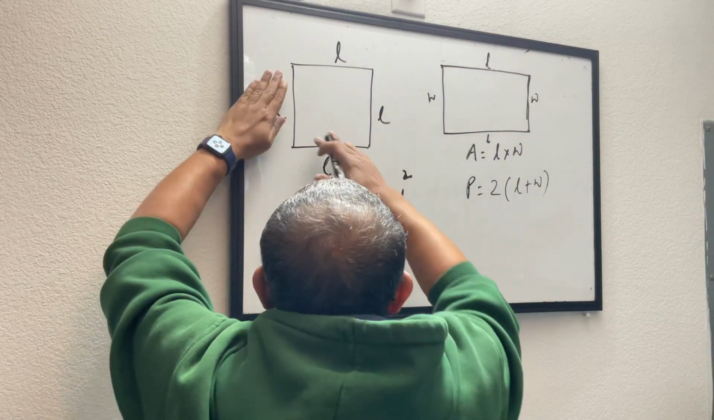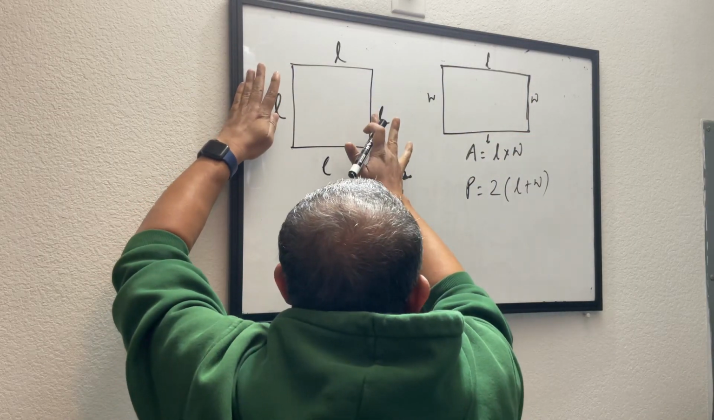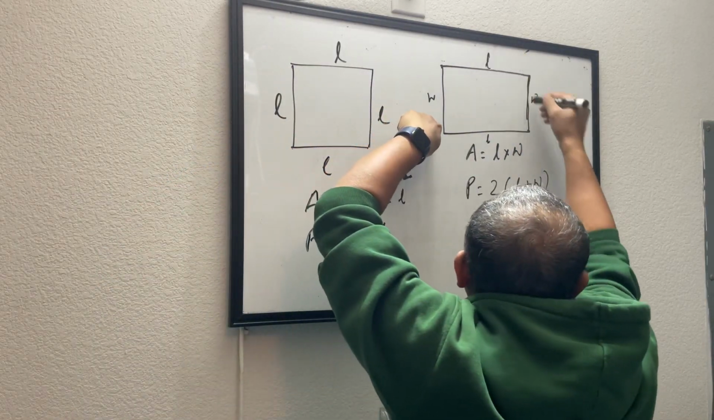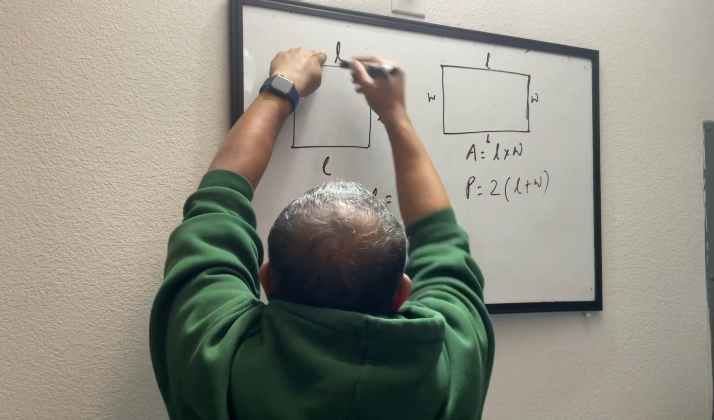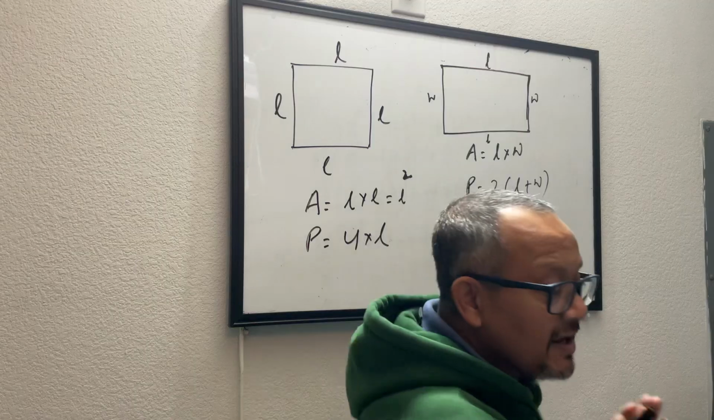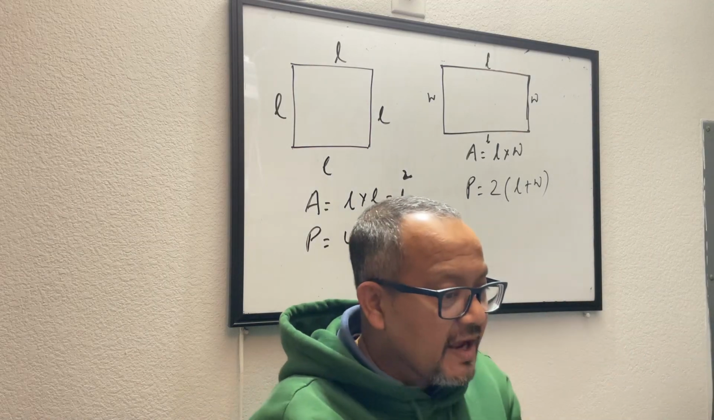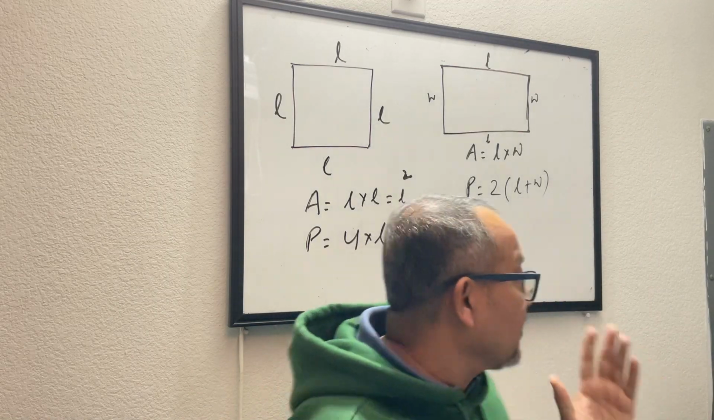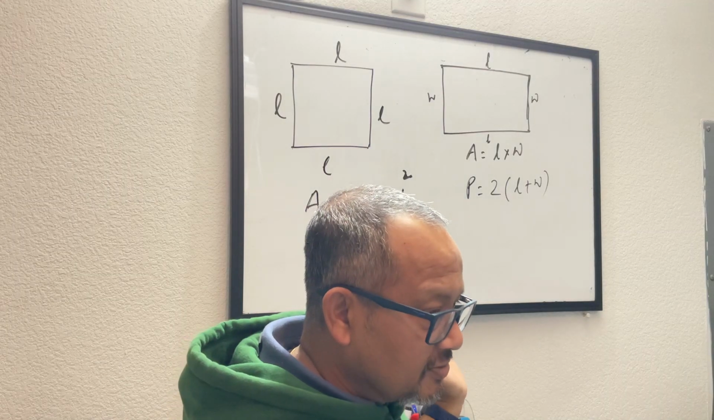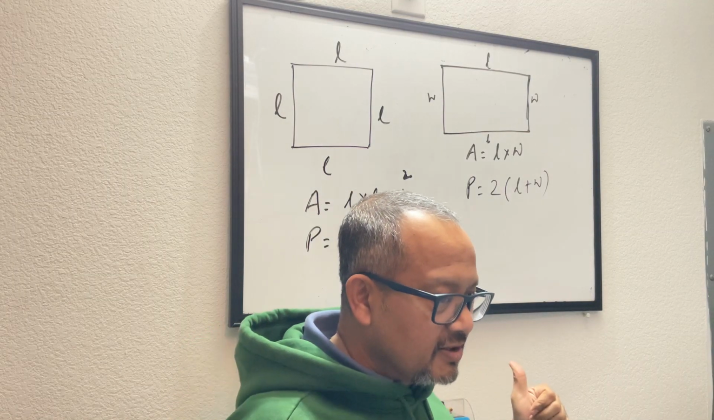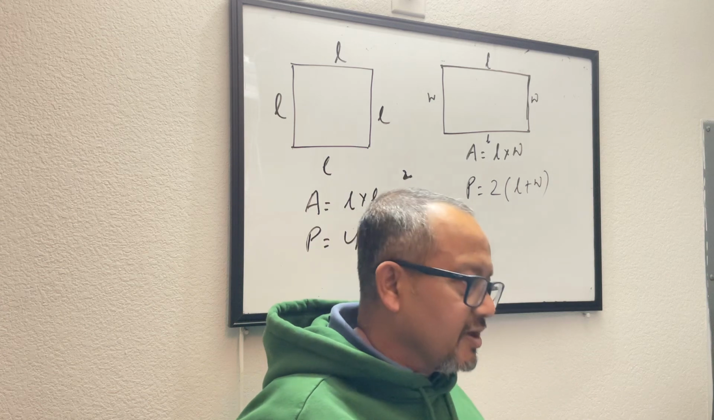Here in this case, all the sides are same. Here in this case, length and width are different. Here, length and width, if you call it this one width, they are same. So that's why they have different properties. And we use that property for finding this out. Does it make sense or no? Yes, sir. Everybody okay? Yes, sir.